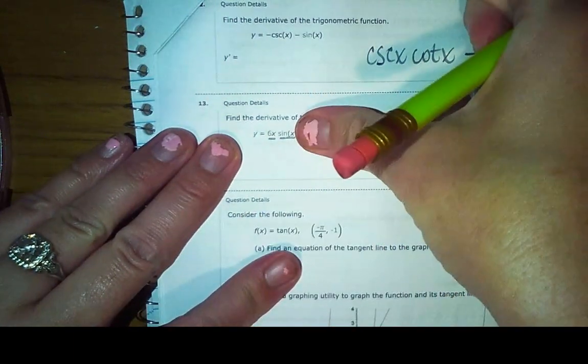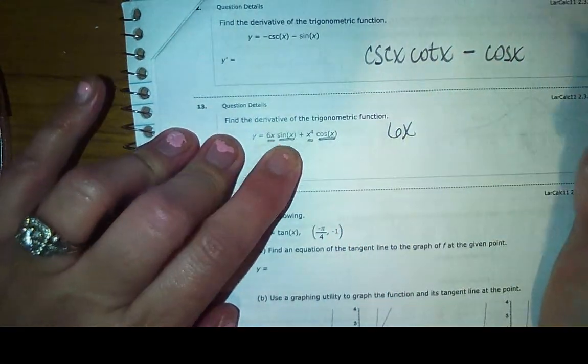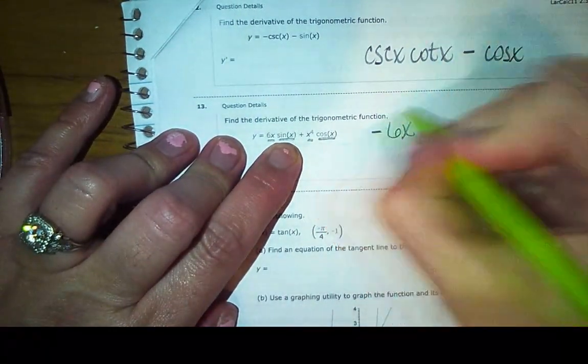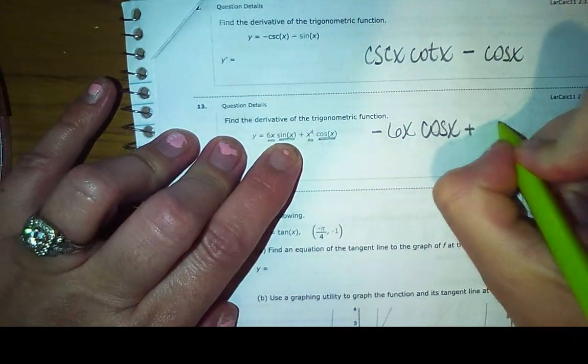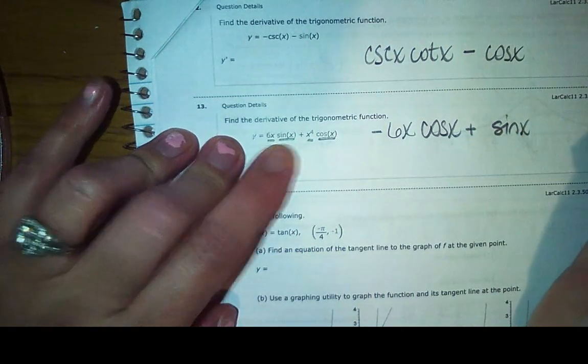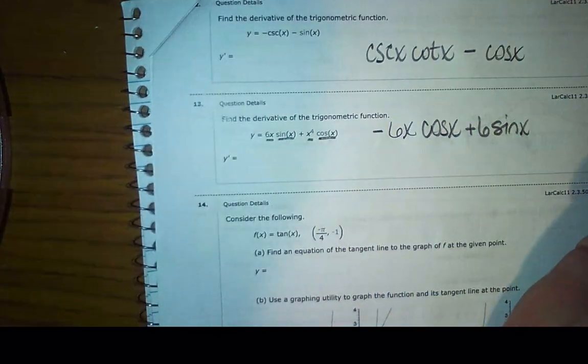Okay, so we're going to do the first one first. So I've got the first times the derivative of the second, which is negative cosine, plus the second times the derivative of the first. Okay, so now the first term is done.